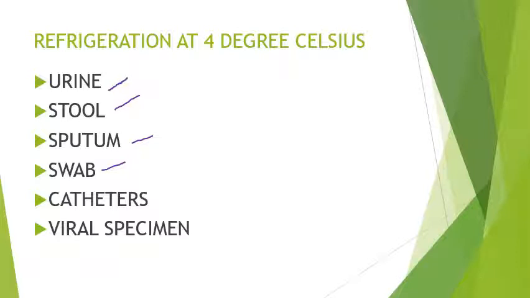Next, for the catheters, commonly the indwelling catheters and the straight catheters, within 2 hours it needs to be at 4 degrees Celsius. Same as the urine sample, if midstream catch. And then, viral specimen can be in the refrigerator at 4 degrees Celsius.